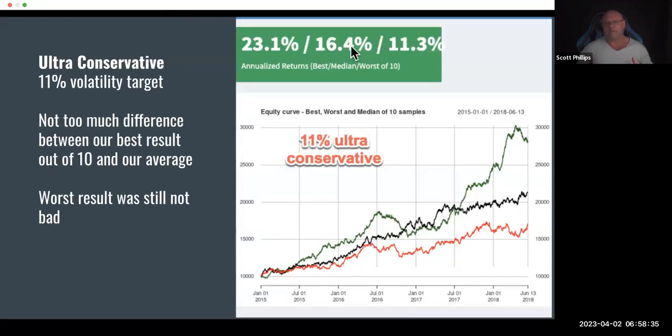So let's start with a very, very ultra conservative 11% volatility target. Our best result was 23% a year. This is the green curve. Our worst result was 11.3% at 11% volatility target. And our average was 16%. The black is the average, and you can see that there's not much difference. The ending money was 17,000, 22,000, 27,000. There's not that much difference between being lucky and being unlucky.